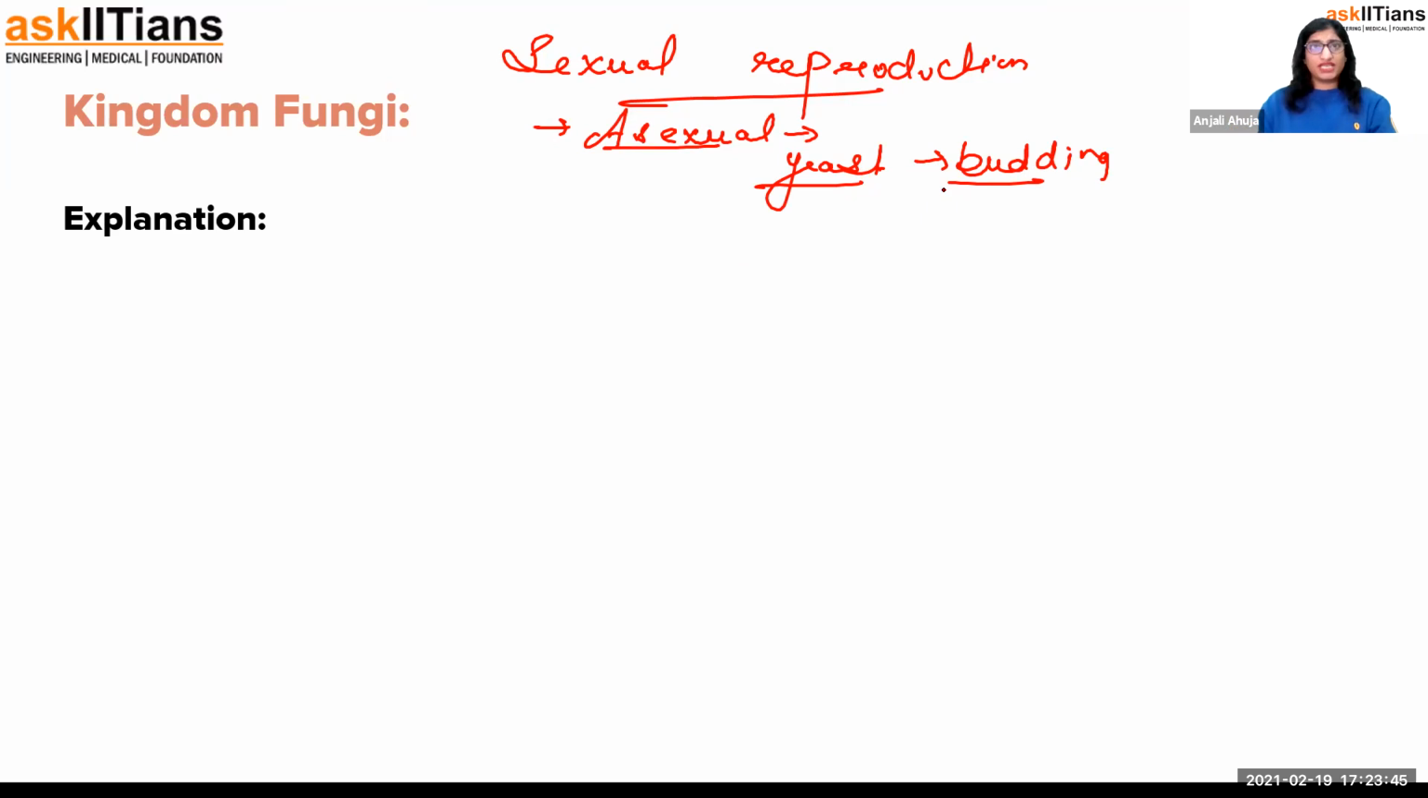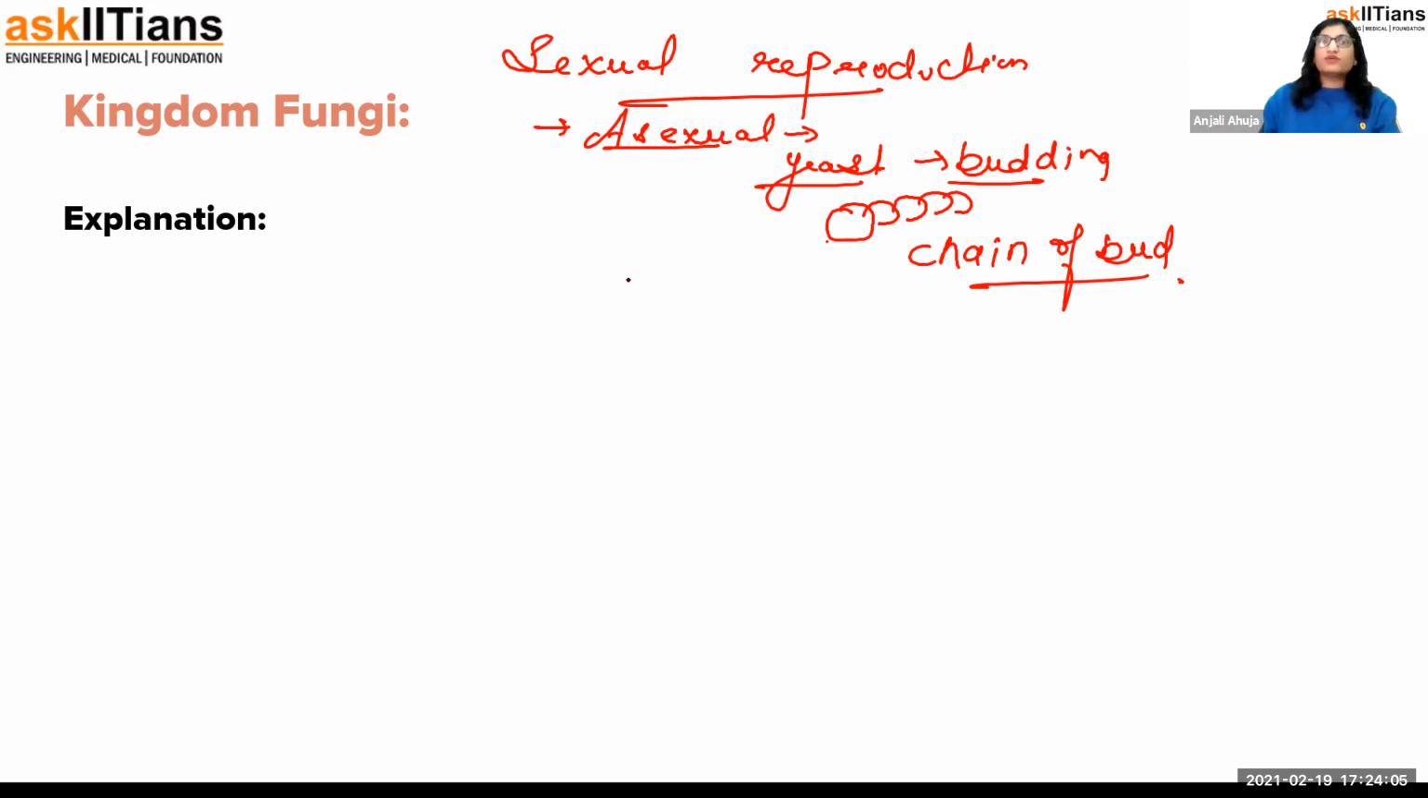Yeast shows budding. One thing you have to remember is that yeast shows a chain of buds. That doesn't happen in any other organism. One yeast, bud over bud, one cell over one cell over one cell, they keep growing. So it's a chain of buds. I have seen this question, I suppose, in an Olympiad paper: which one of the following has a chain of buds? Yeast. Now, talking about other fungi, they show spore formation also.